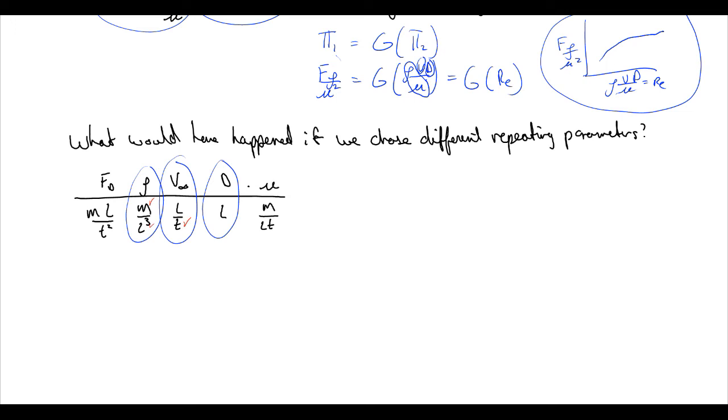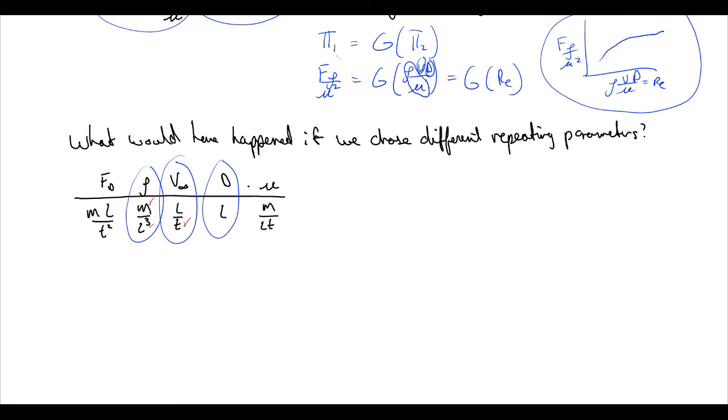Are all of our repeating parameters, all of our building blocks, dimensionally unique? And yeah, they are. We have length over time, and mass per length cubed. So that is unique. And finally, are any of them powers of the other? And the answer is no. We have diameter, velocity, and rho. So they're good. They're unique enough that we can now use them to build our pi groups.